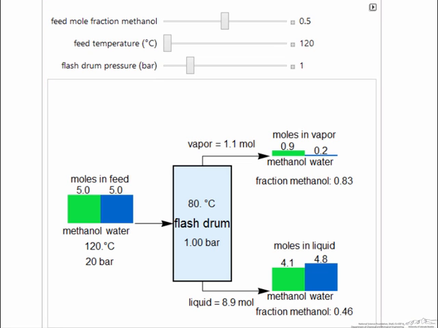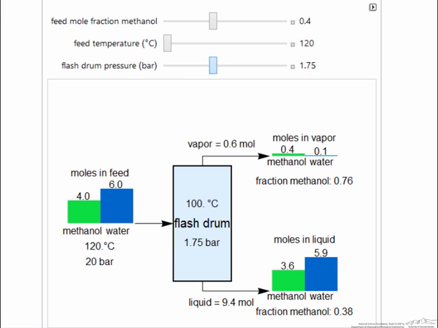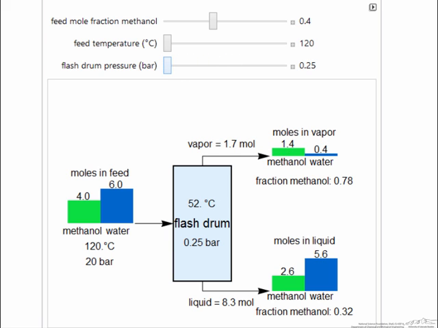So here's the interactive simulation where we can change the mole fraction of the feed, and you can see that's reflected in the moles here changing. We're feeding a total of 10 moles, and it's reflected in that the moles of vapor and liquid and their compositions change. We can change the pressure, and as we raise the pressure, notice we raise the temperature and we have less vapor formed. So lowering the temperature, more vapor.